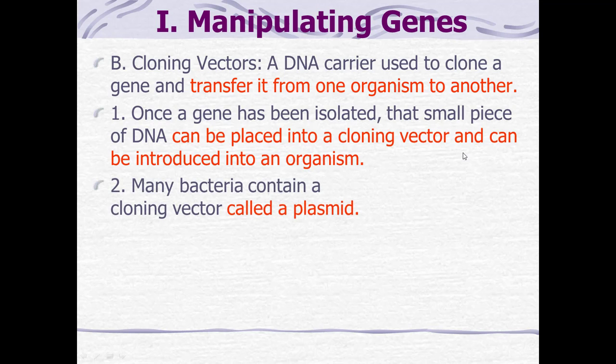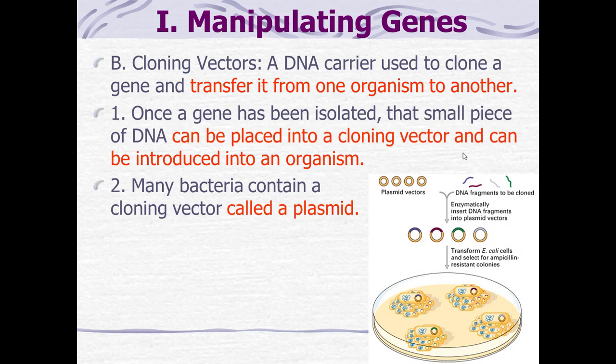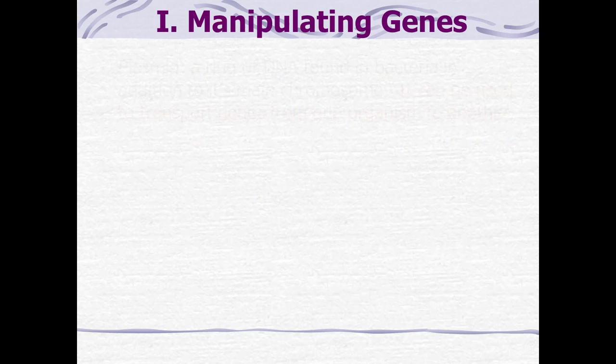Many bacteria contain a cloning vector called a plasmid. The DNA fragment to be cloned is enzymatically inserted into the plasmid DNA. These are the plasmids from bacteria, and these are our cloning vectors with the gene of interest, and they can be transformed into E. coli cells, and we select ampicillin resistant clones. After transformation, we can select which colony has our gene of interest by the selectable marker, in this case the ampicillin resistant colony.